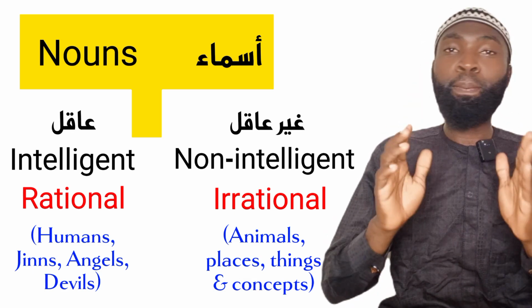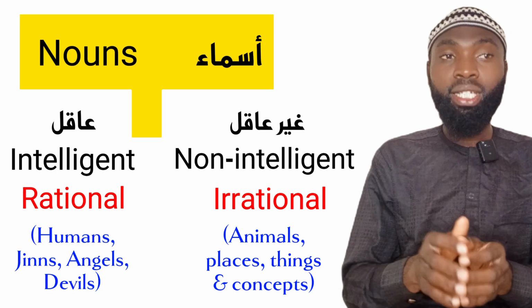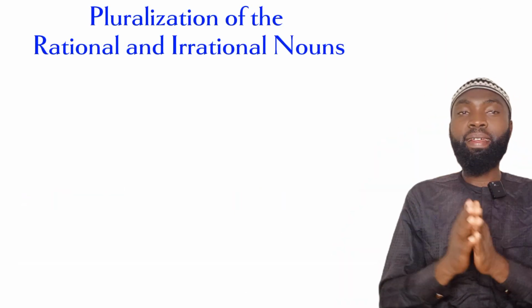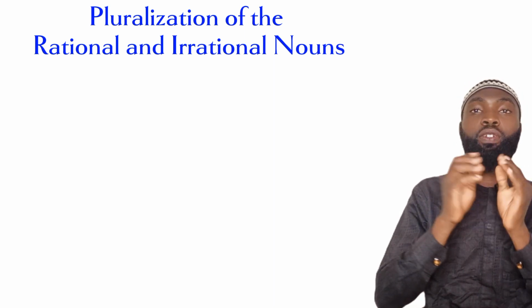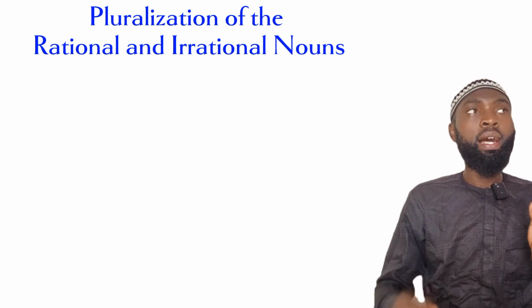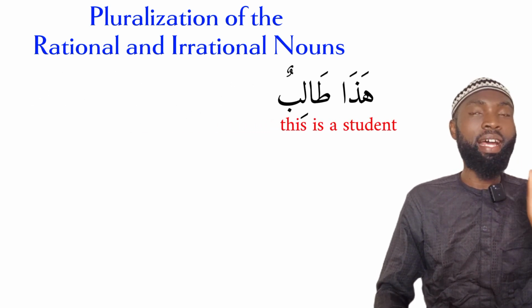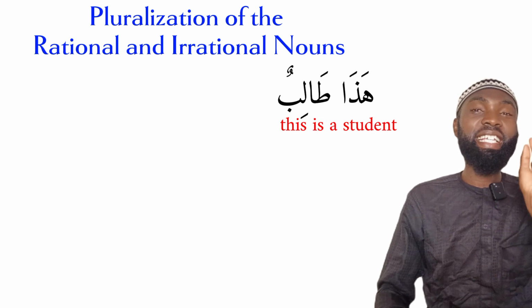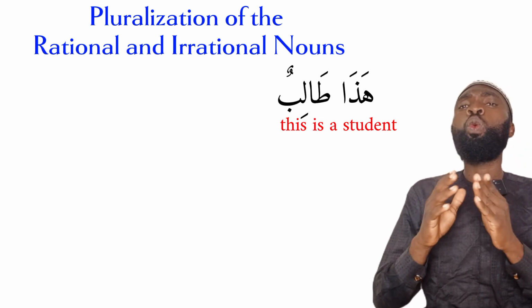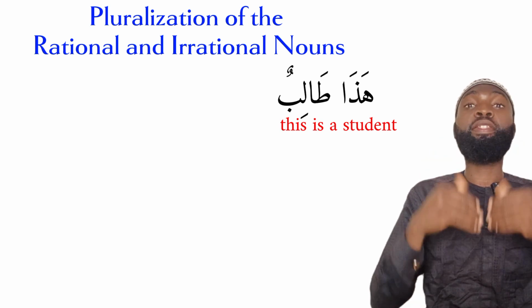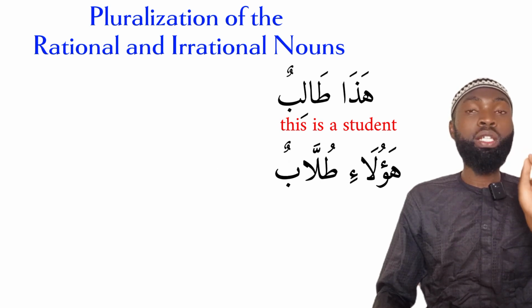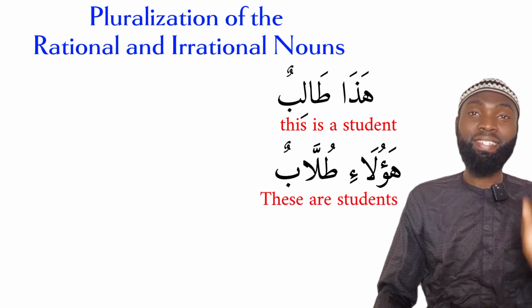This topic is very important in the Arabic language, especially when we come to the pluralization of these words. For the rational nouns, names of persons, for example, let's say we have هذا طالب as a sentence. هذا طالب, this is a student. Now, when we want to pluralize this and we want to say these are students, how do we say it? We simply say هؤلاء طلاب, these are students.